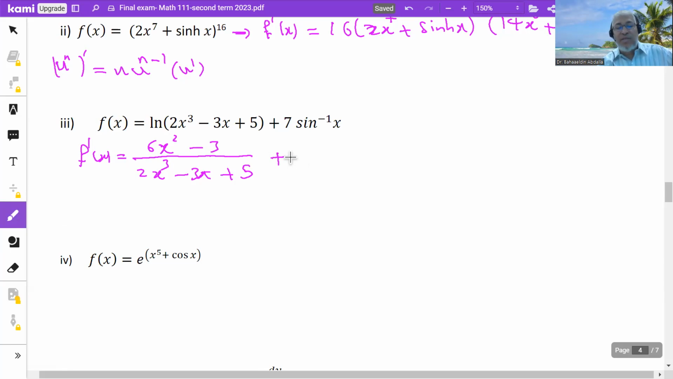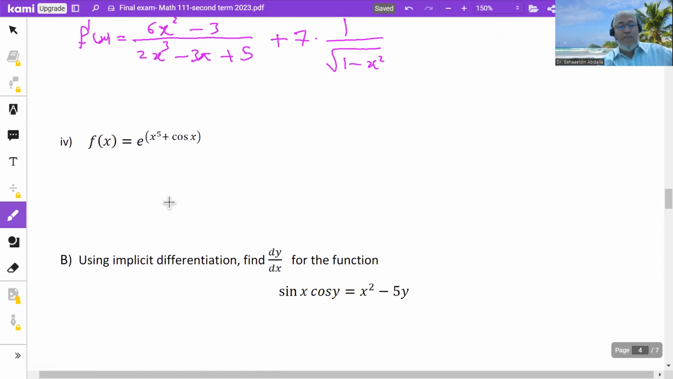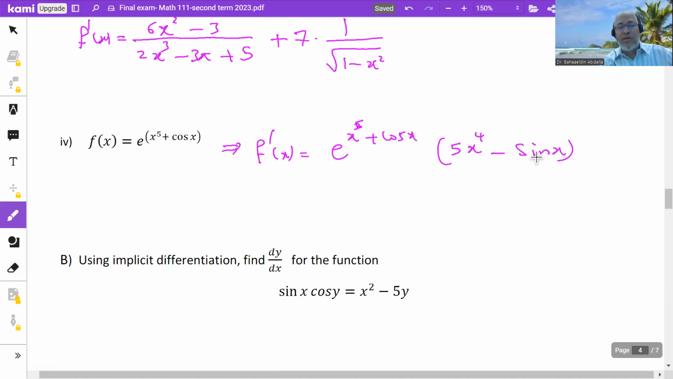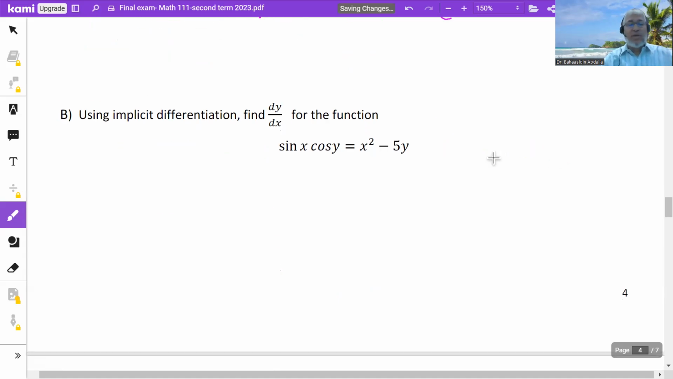Derivative of the second term, the 7 is just a constant. Derivative of sine inverse x is 1 over square root of 1 minus x squared. So that's the answer. Derivative of e to the power u using chain rule is e to the power u times derivative of u. So derivative of x to the power 5 is 5 times x to the power 4. Derivative of cosine is negative sine x.